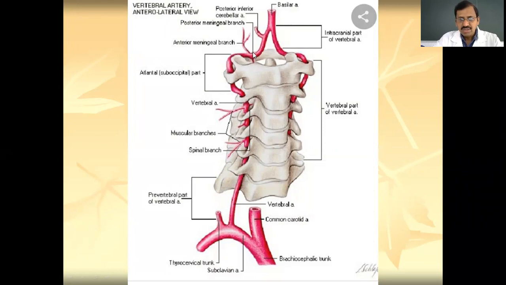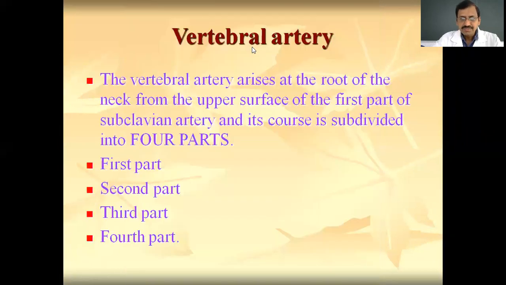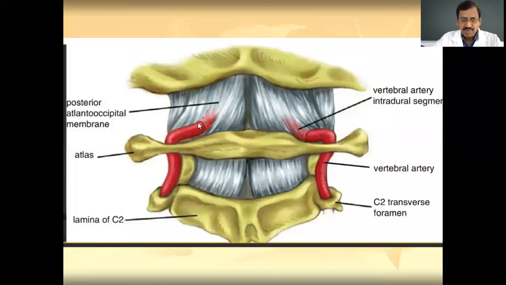Here, this part is called the third part of the vertebral artery. This third part of the vertebral artery, after piercing the atlanto-occipital membrane, then pierces the dura, then the arachnoid, and finally enters the cranial cavity. Both vertebral arteries, this side and this side, together form, inside the cranial cavity in front of the pons, the basilar artery, and then it supplies the different parts of the brain. Okay, this is the third part of the vertebral artery.